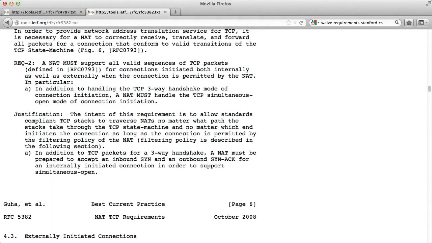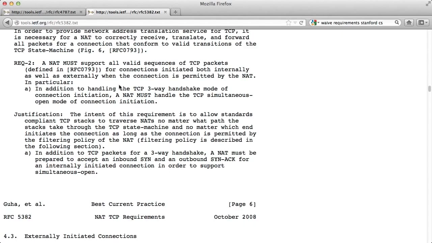For example, and this one's kind of interesting, is requirement 2. A NAT must support all valid sequences of TCP packets for connections initiated both internally as well as externally when the connection is permitted by the NAT. And the basic point here is subpoint A, that a NAT must handle TCP simultaneous open.